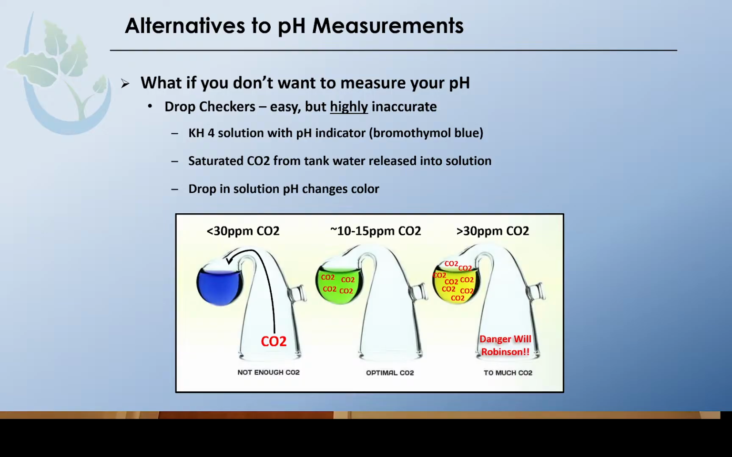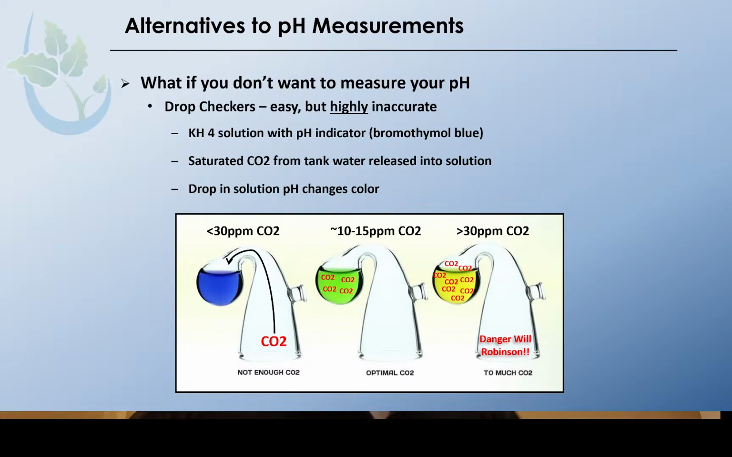So this is called a drop checker. You have a solution that is KH4, and it's specially made with bromophenol blue, which is an indicator, an acid-base indicator. You basically take a pipette and you squeeze it into the ball of the drop checker and stick this on the side of your tank. Now, I'm going to pass this around so you guys can take a look at it.